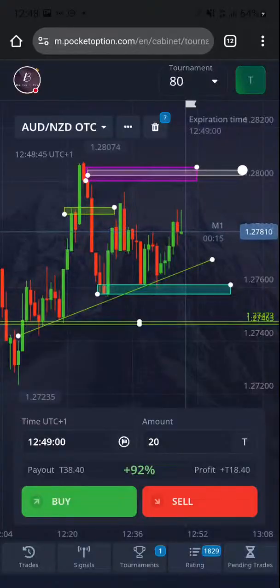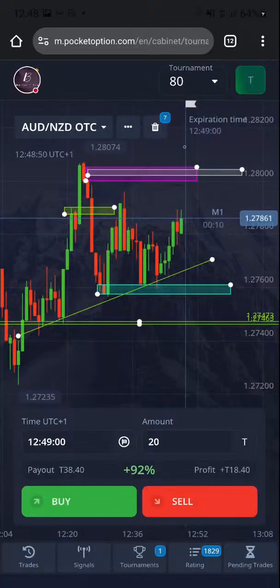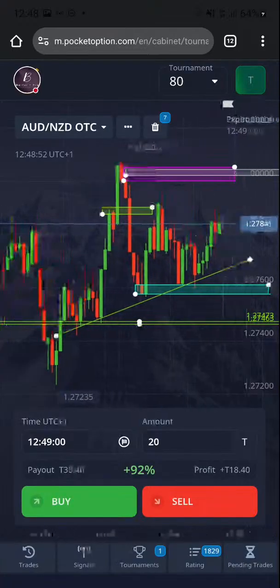I'm trying to get a new phone so that I can use all this marker and pointer tool. It's very, very helpful. Okay, fine.